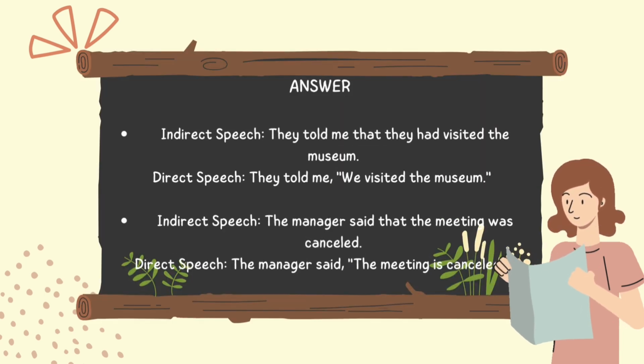Okay, now you guys can see the correct answer for the second exercise. And here is some explanation about it. The first one, "they had visited," changes to "we visited" to indicate the original greeting. And the second one, "was cancelled," changes to "is cancelled" to return to direct form.